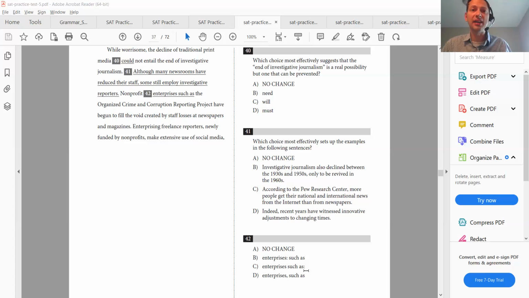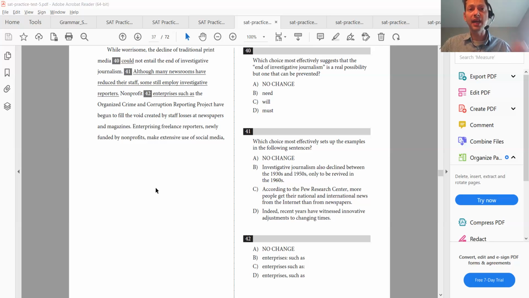Nonprofit enterprises such as, is that a sentence? No, that's not a sentence. It can't be C. So notice that there has to be a colon only after a sentence. So B and C are out. And then you're really left with A and D.